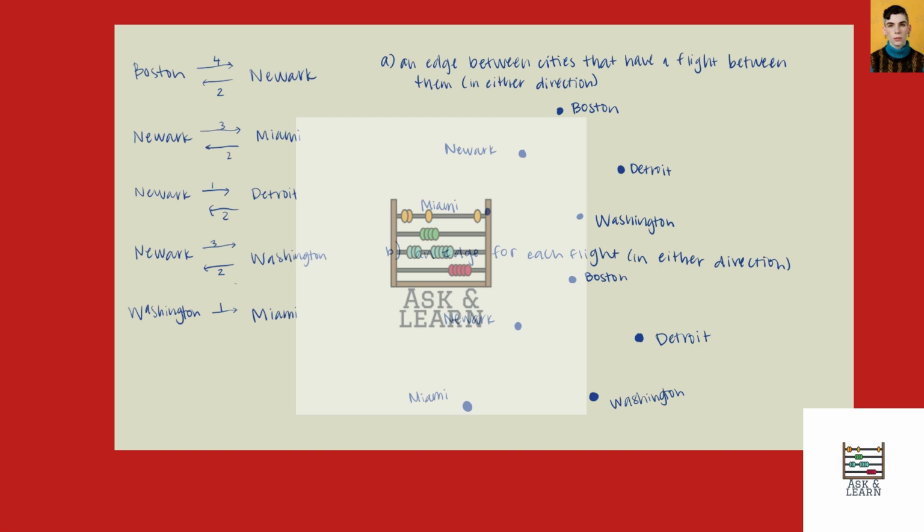For part A, we wanted an edge between cities that have a flight between them in either direction. That was a keyword there, telling us that direction does not matter. So we want to connect each pair of cities that have flights between them, and this will be really simple. We see that Boston and Newark have one, Newark and Miami, Newark and Detroit, Newark and Washington, and then Miami and Washington. So that's all we have to do for that one.